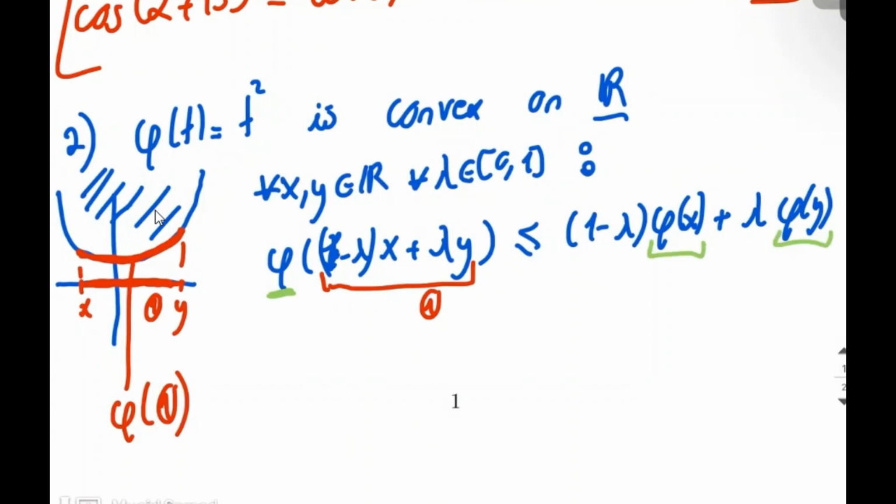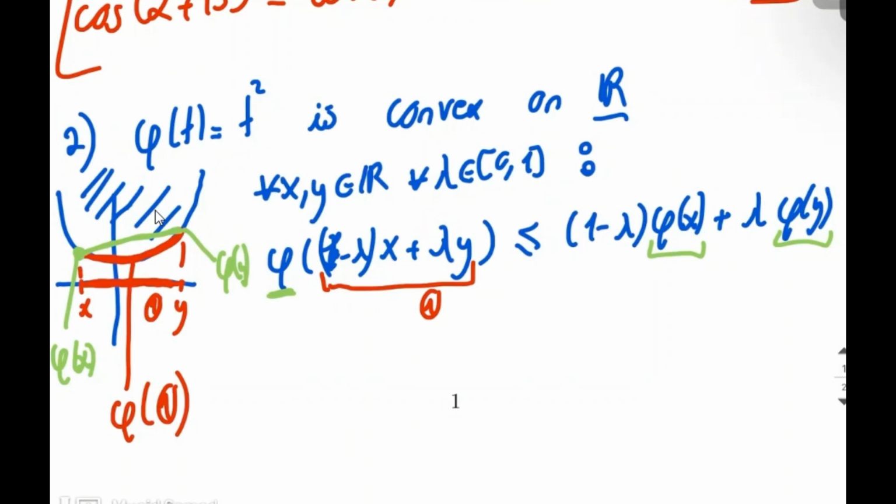If we insert a lambda 0, then we have phi of x. If we insert a lambda 1, then we have phi of y. Where is our phi of x and phi of y? This is here our phi of x, and this here is phi of y. Okay, and what is this convex combination? That's basically just this line between these 2 points.